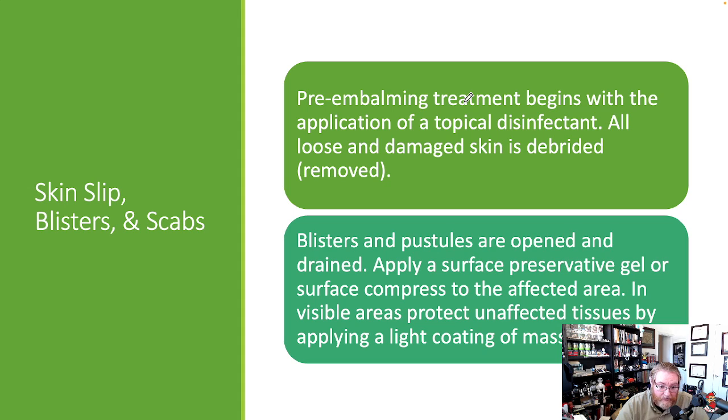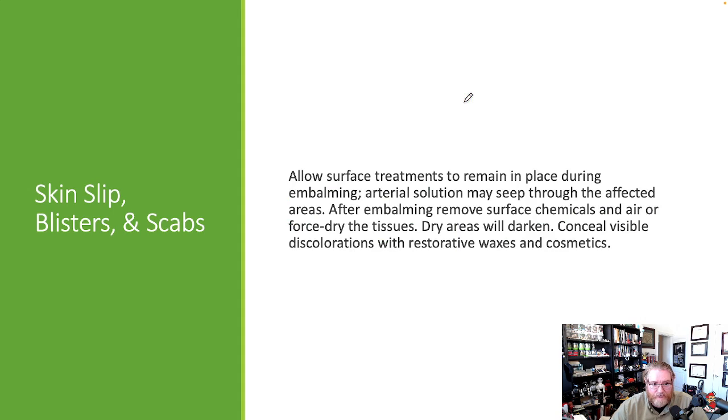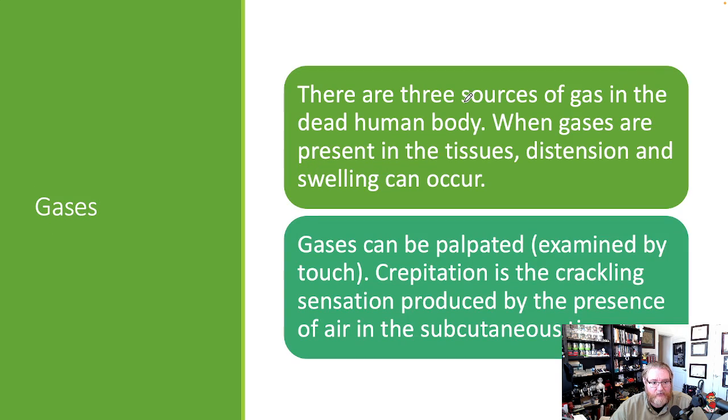In visible areas, protect unaffected tissues by applying a light coating of massage cream. Allow surface treatments to remain in place during embalming. Arterial solution may seep through the affected areas. That's fine. After embalming, remove the surface chemicals and air or force dry the tissues. Dry areas will darken, and you're going to be using cosmetics whether you like it or not on these things.